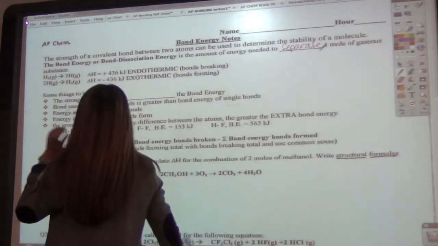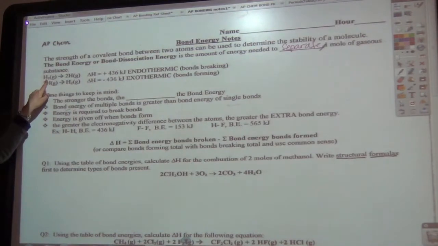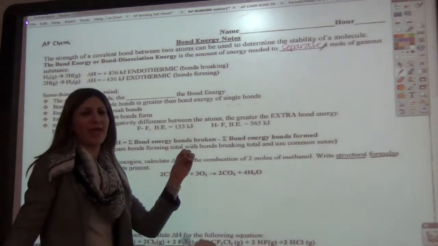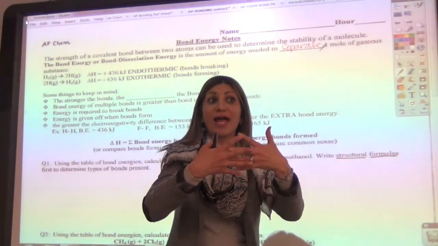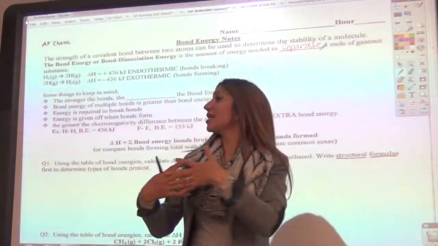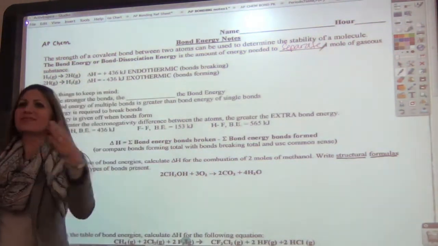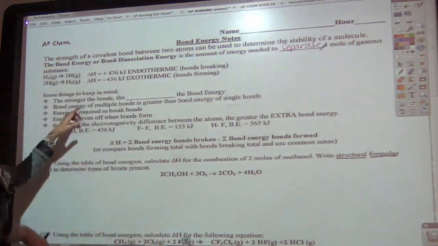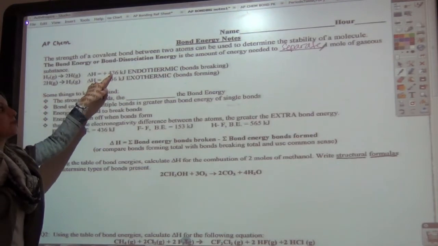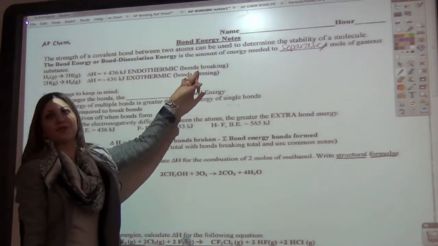So if you see on here, we've got H2, and H2 is breaking apart into 2H. Remember, the difference between saying H2 and 2H is H2 means that they are actually bonded. To say 2H means that you have two of them separated from one another, okay? So they give us a delta H value, and it's positive, meaning that it's endothermic and bonds are breaking.